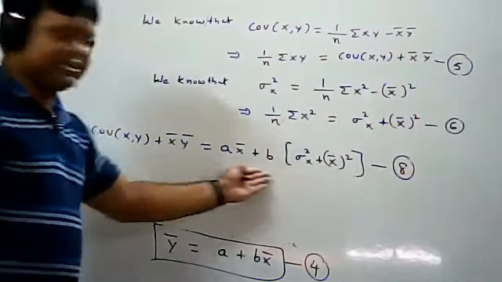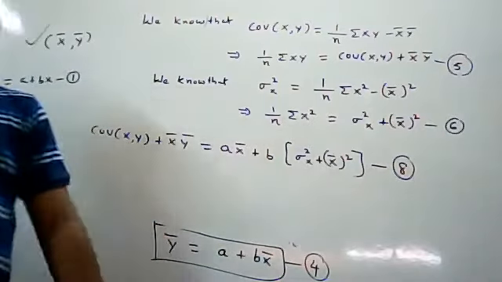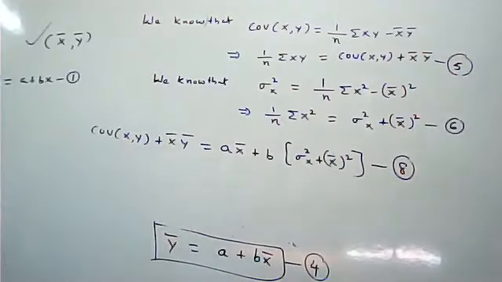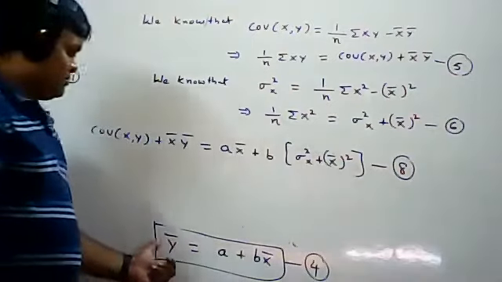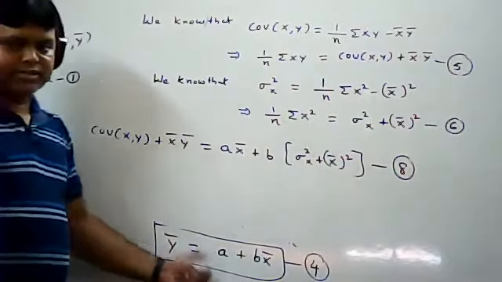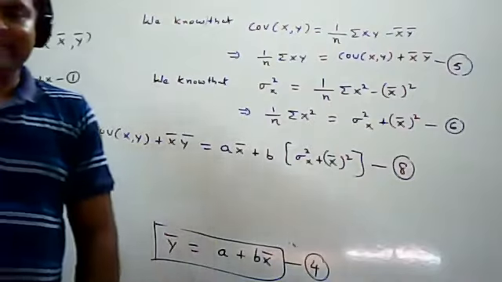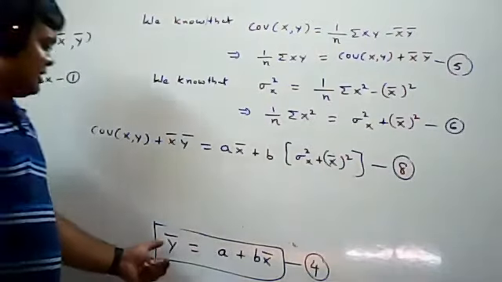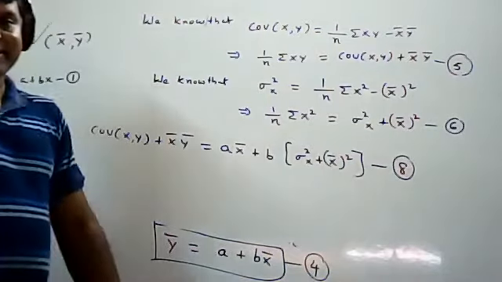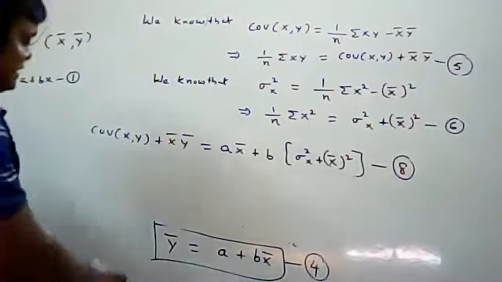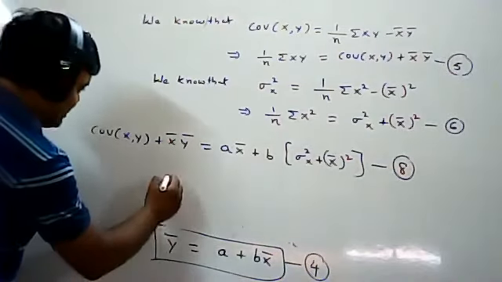Consider equation 4 and multiply by x bar on both sides. This is equation number 4. Multiply with x bar. Then what will you get?